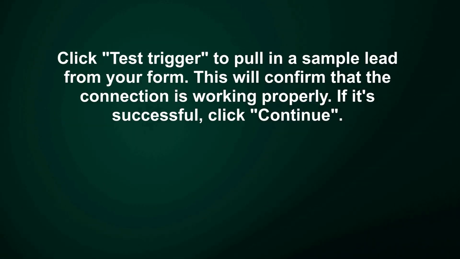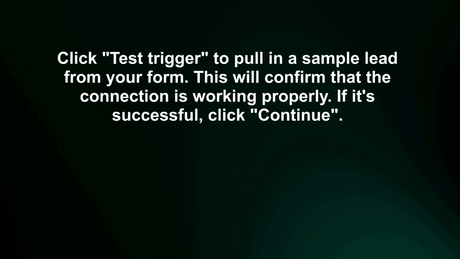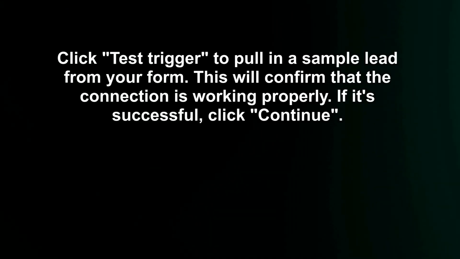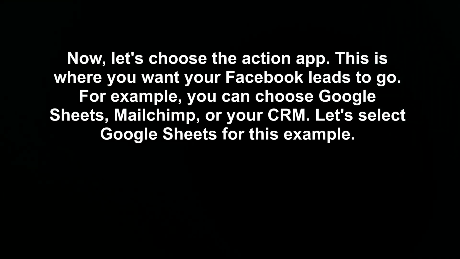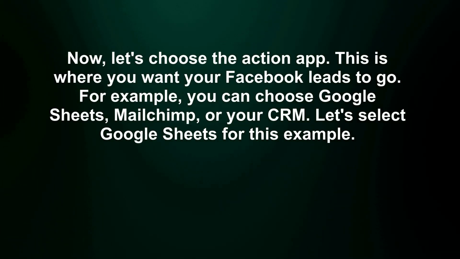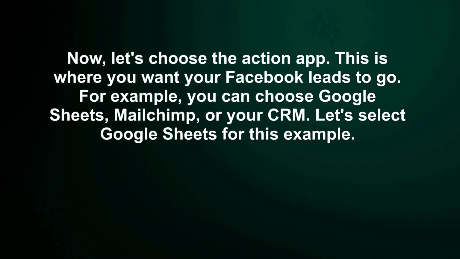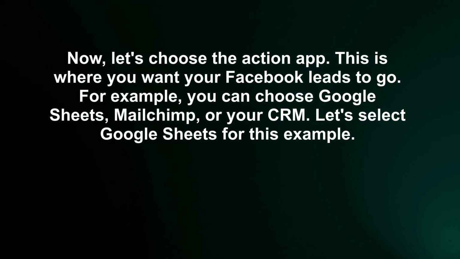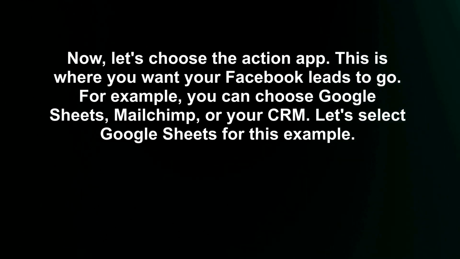Click Test Trigger to pull in a sample lead from your form. This will confirm that the connection is working properly. If it's successful, click Continue. Now, let's choose the Action app. This is where you want your Facebook leads to go. For example, you can choose Google Sheets, MailChimp, or your CRM. Let's select Google Sheets for this example.